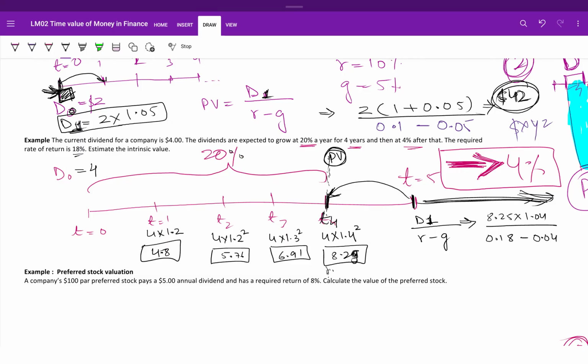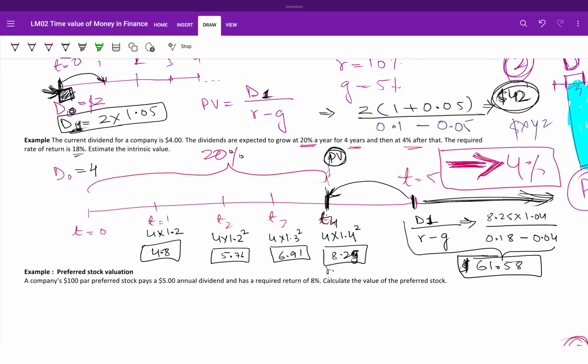Once I calculate this number, this is what I am willing to pay at time 4. Now understand this thing. This is what I am willing to pay at time 4 for this cash flow. If I calculate this, it is going to be 61.58 dollars: 8.29 into 1.04 divided by 0.14. So this is going to give us a dollar estimate of 61.58.